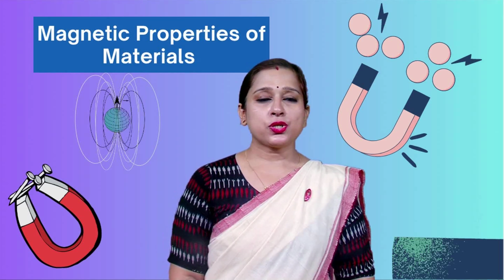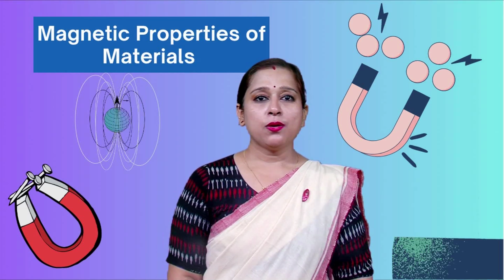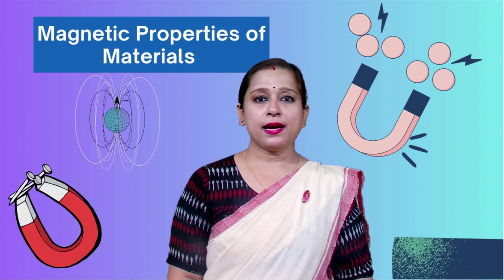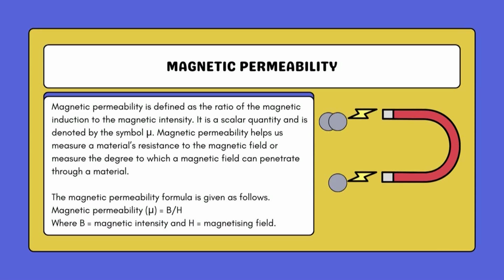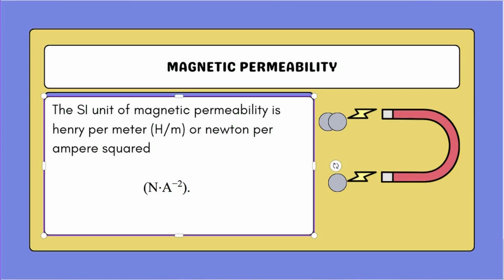Permeability depends on factors such as nature of the material, humidity, position in the medium, temperature and frequency of the applied force. Magnetic permeability is always positive and can vary with a magnetic field. The magnetic permeability is given by the formula mu equal to B by H, where B is magnetic flux density and H is magnetizing field. The SI unit for magnetic permeability is Henry per meter.